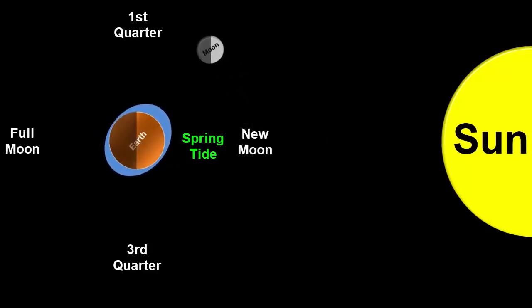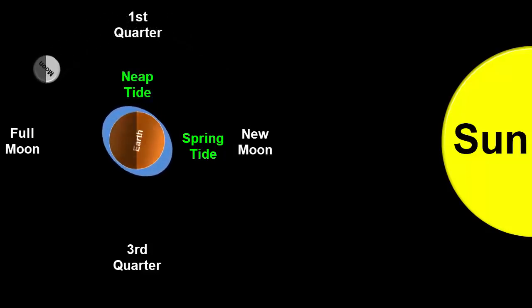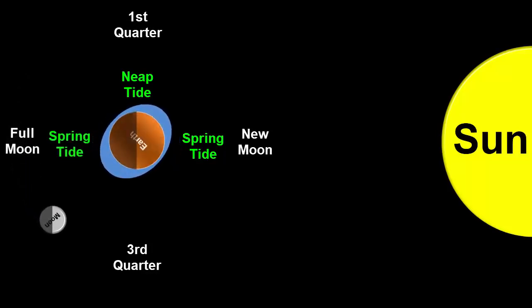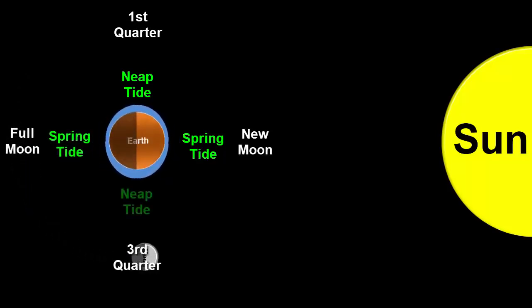Each month, the Earth spins almost 30 times, so we get nearly 60 high tides and 60 low tides. Of these, 2 are spring tides and 2 are neap tides.